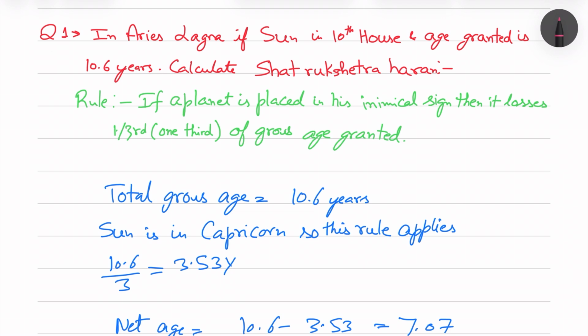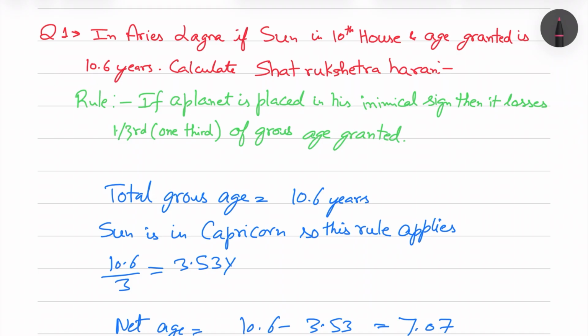Hello friends, today we will solve a few longevity questions asked in Acharya junior exam in past years. So the first question is, in Aries Lagna, if Sun is in the 10th house and age granted is 10.6 years by Sun, calculate shatrukshetra haran.